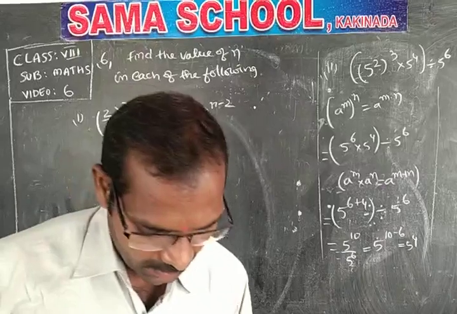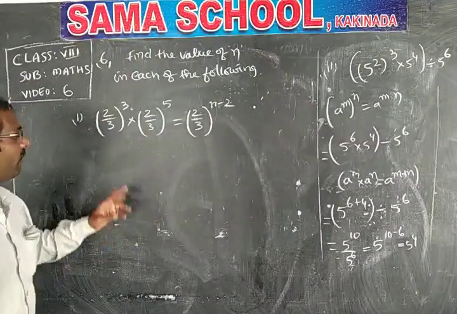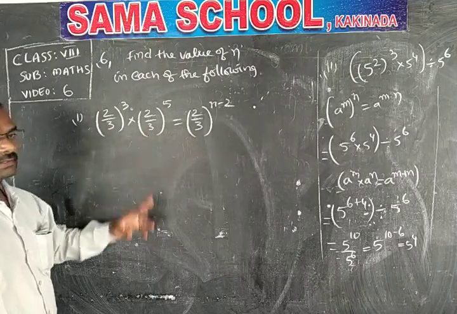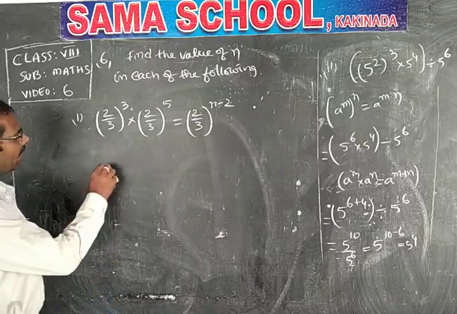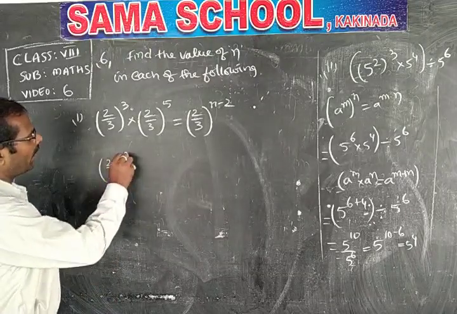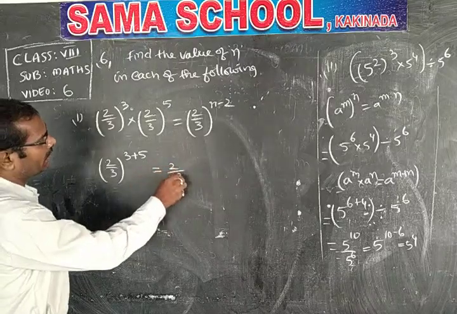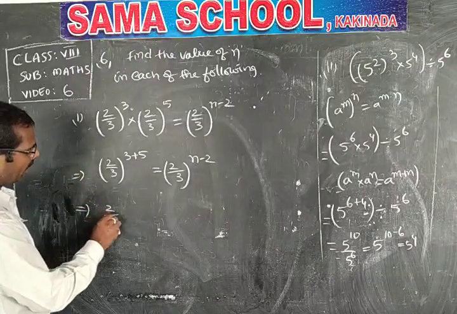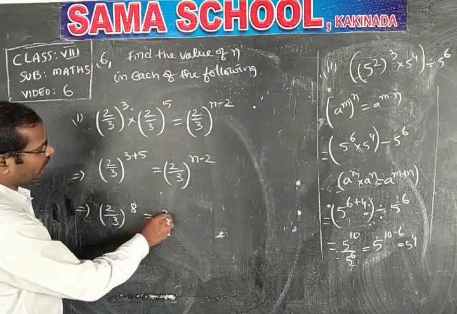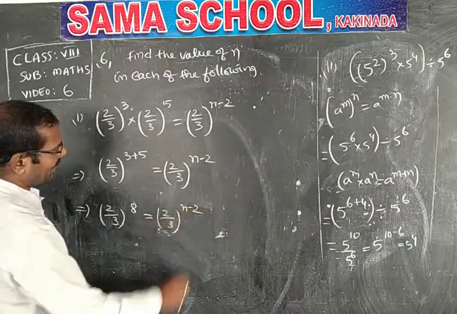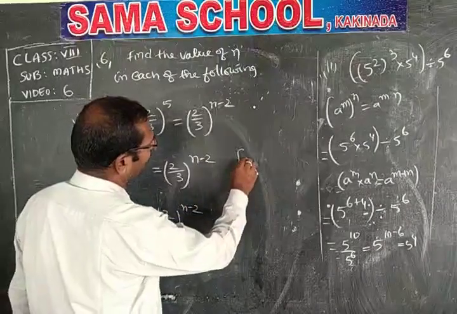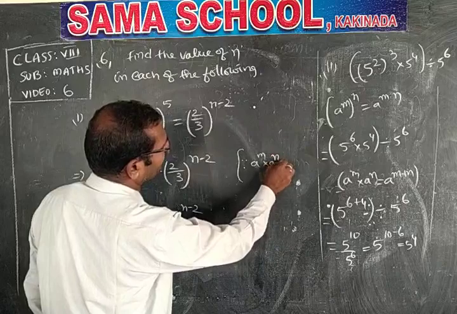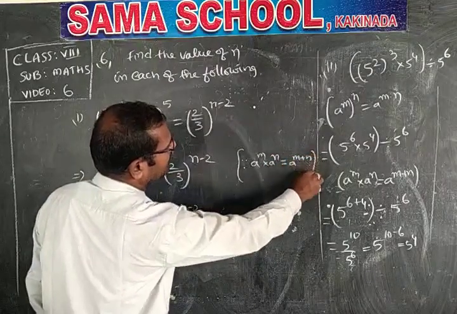So when you observe clearly, here the base is 2 by 3, here also the base is 2 by 3. a^m into a^n means a^(m+n). Like that, (2/3) whole power 3 plus 5 is equal to (2/3) whole power n minus 2. What is this meaning? (2/3) whole power 8 is equal to (2/3) whole power n minus 2. Here you have to write what you have applied: a^m into a^n is equal to a^(m+n).